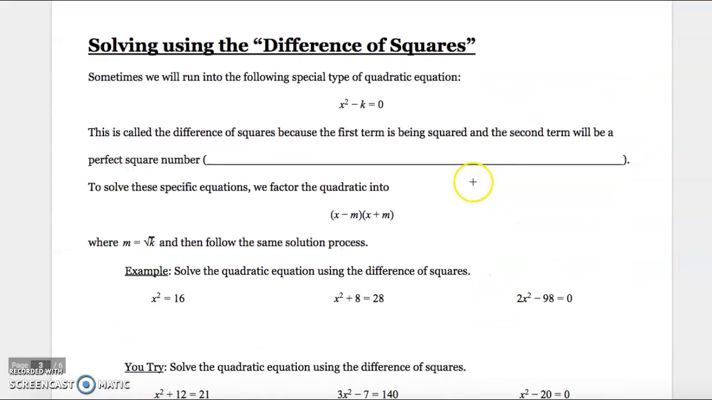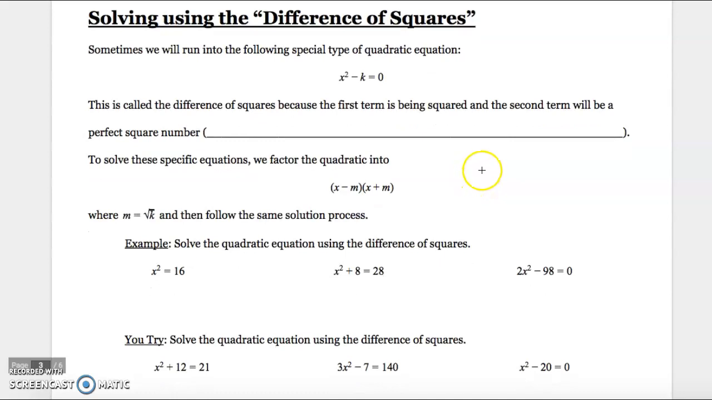Okay. All right, in this next piece, we're solving using a difference of squares. So sometimes we run into this type of quadratic equation where you have just an x squared term and a constant, and it's got subtraction. It's called the difference of squares because the first term is being squared and the second term is going to be some sort of perfect square number. So for example, 1 times 1 is 1. So that's a perfect square number.